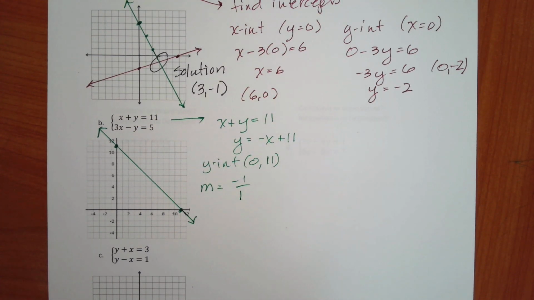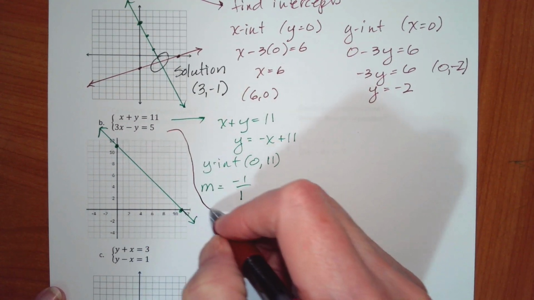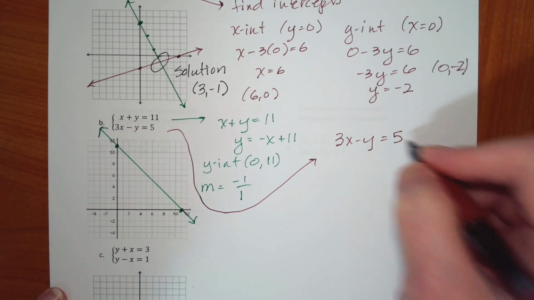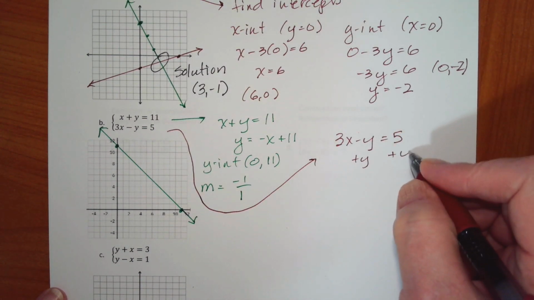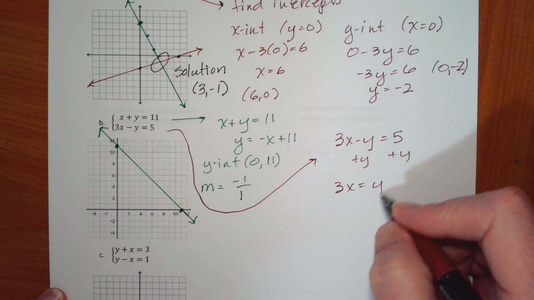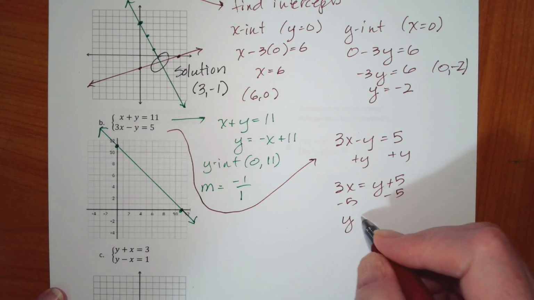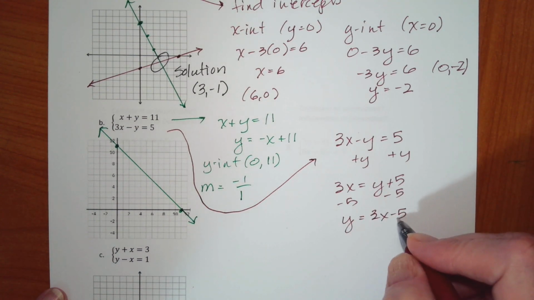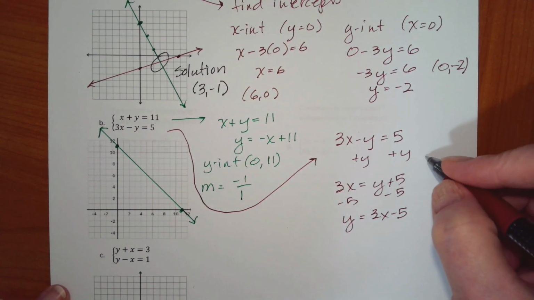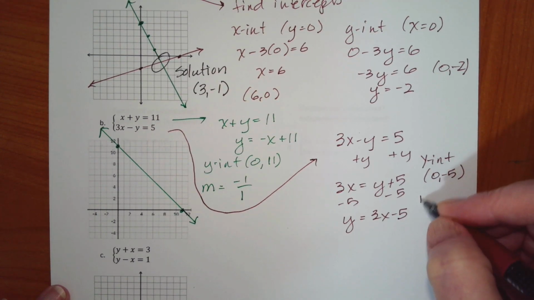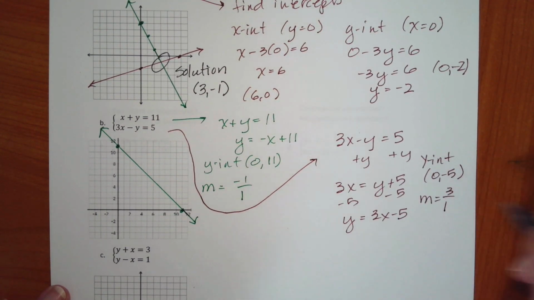Okay, so let's see how we're going to do this other one. I think I'll put this in slope-intercept form. If I have 3x minus y is equal to 5, if I add y to both sides, I get 3x is equal to y plus 5. Subtract 5 from both sides, and I get y is equal to 3x minus 5. That tells me that my y-intercept is 0, negative 5, and my slope is 3 over 1.